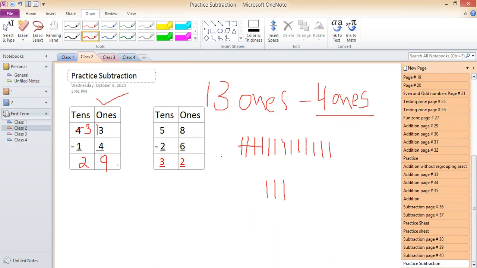So how many lines are left? 9 lines are left. Now, because it was 4 and you have given 1 to the ones, it is not 4 now, it is 3 now. From 3 you have to take out 1. So draw 3 lines and cut 1 line. Check how many lines are left. 1, 2. So the answer is 2. So 43 minus 14 is 29. Is it clear, guys? Yes, sir. That's very good.